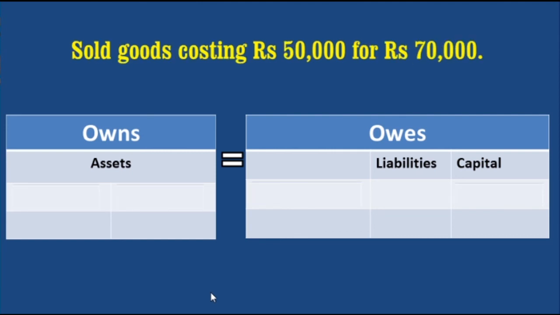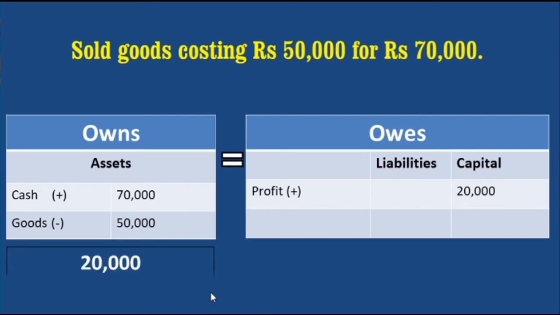Goods. Sold goods costing rupees 50,000 for 70,000. When goods are sold in cash, it increases the cash amount with the sales amount but decreases the stock of goods at the cost price on the asset side. The amount of profit is added in the capital, but if there is loss, then the amount of loss will be deducted from the capital.